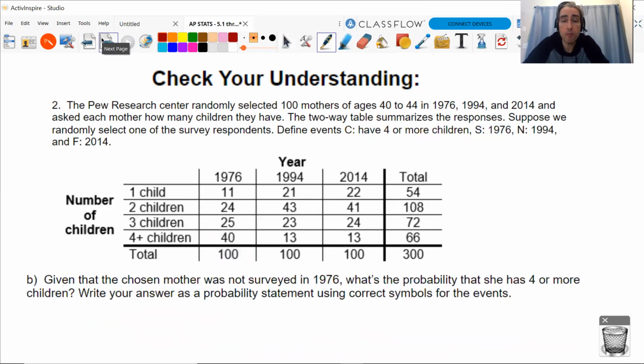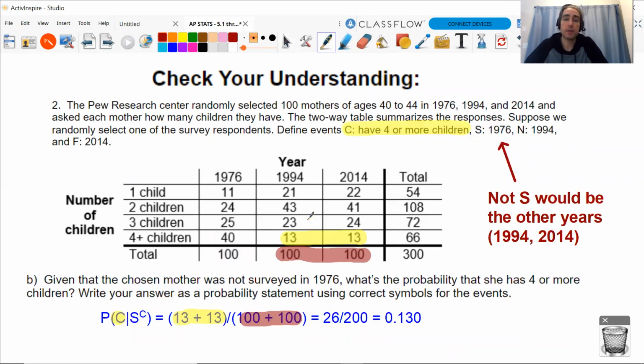Part B. Given that the chosen mother was not surveyed in 1976, what's the probability that she has 4 or more children? Write your answer as a probability statement using correct symbols for the events. So these are the other ones, right? These are the 13 and 13 from 1994 and 2014 respectively, out of the 200 combined. These are the not 1976. Here's the symbolic notation, P(C given complement of S), so the not 1976. So that's going to be 26 out of 200, which is 0.13.